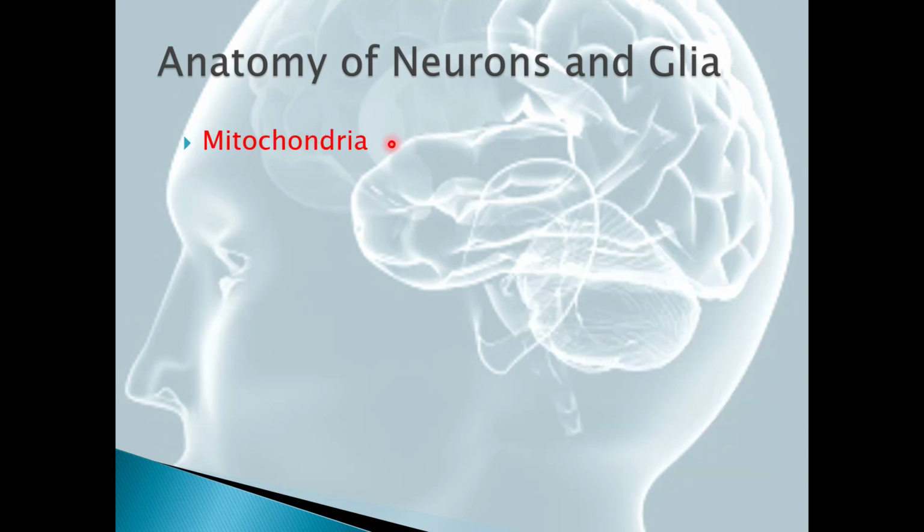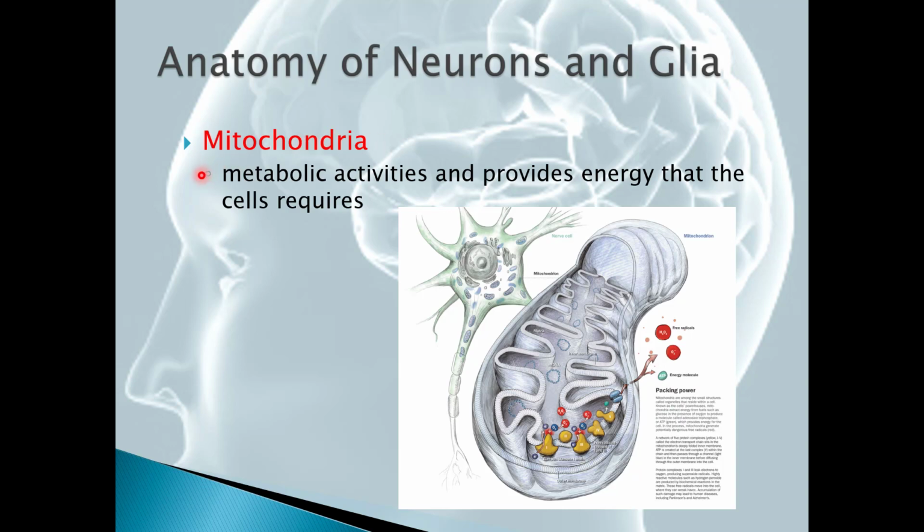The mitochondria are very important in neurons because neurons use a lot of energy, as we saw in previous videos. The mitochondria produce the metabolic activities and provide energy that the cell requires. I'm not going to go through all the different ins and outs of the mitochondria and the complexes and whatnot, but just be aware that the mitochondria is what provides that energy using glucose, oxygen, and thymine to process that glucose. As a result, there are also some byproducts that can be toxic to the cells.